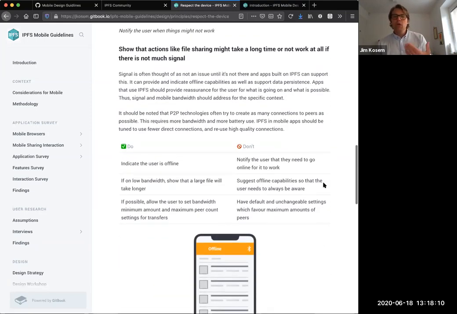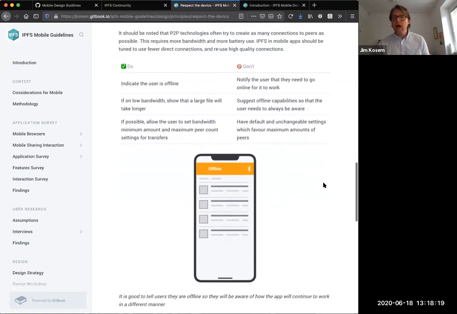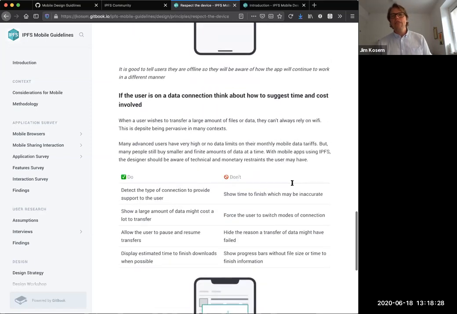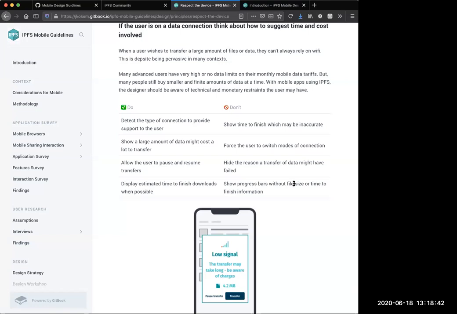And again, showing that file sharing might take a long time or might not work if there's no signal, and indicating that you're offline or online, and this fine line around display, because again, the display is very limited. And thinking about time and costs, in particular in emerging markets, data costs are quite a big issue. In some, they're not, but the idea is, what is time and costs with these sorts of things?